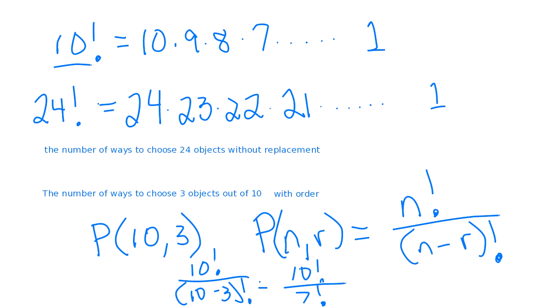So n is the number of total objects. 3 is how many you're choosing. R is how many out of the total you're choosing. So n always represents the total. So that's the formula. But let's work it out. And I want to show you that this makes sense. So I'm going to go to another screen. So I'm going to go 10 factorial over 7 factorial.